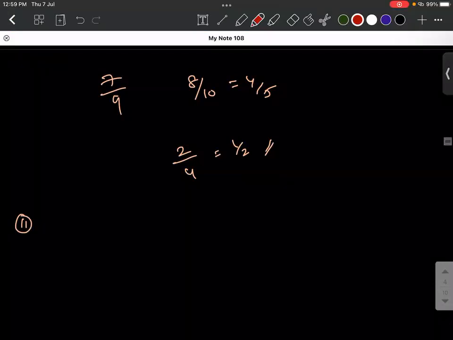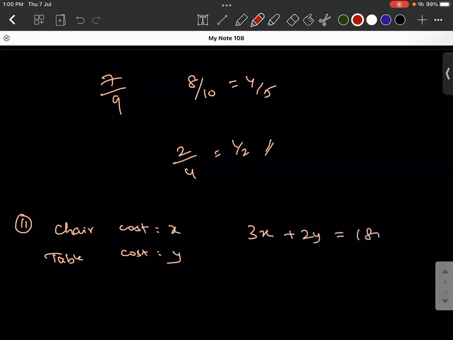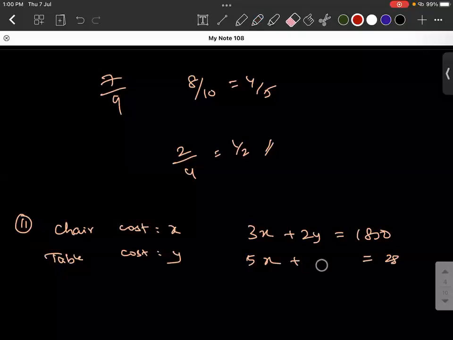They're easy only, right? So the only thing is you need to be fast with the calculations. So when you are doing these kind of problems, go with elimination, don't go with substitution. Is that clear? So there are 3 chairs and 2 tables which cost 1,850. So chair cost x, table cost y. So 3 chairs and 2 tables cost 1,850. And 5 chairs and 3 tables cost 2,850.